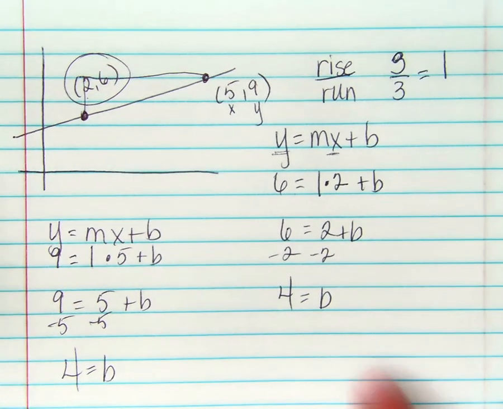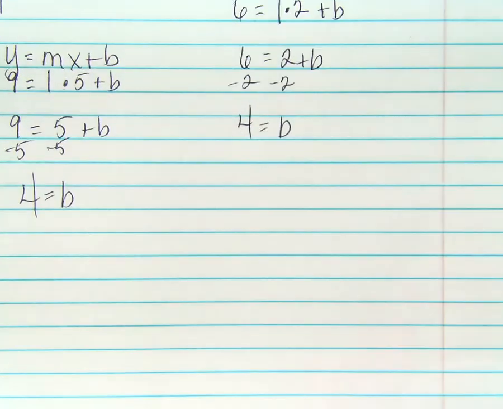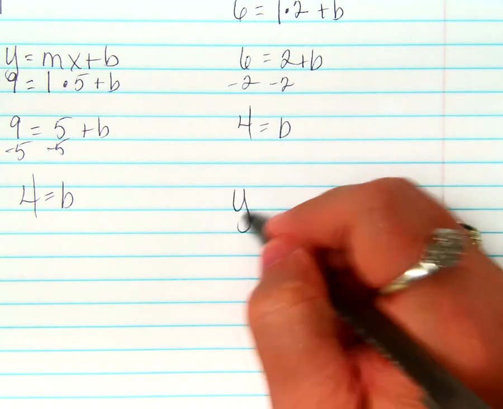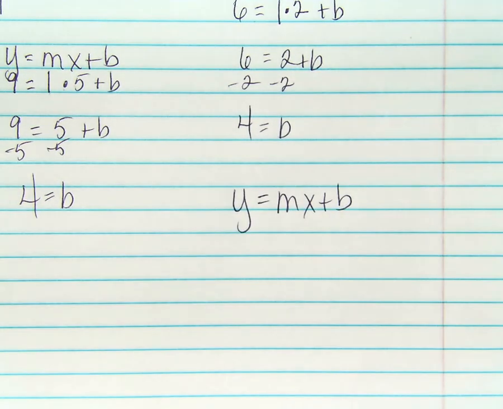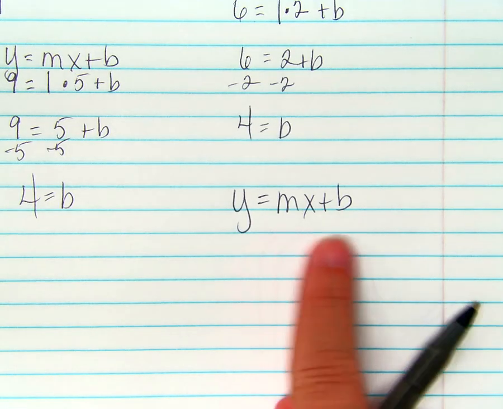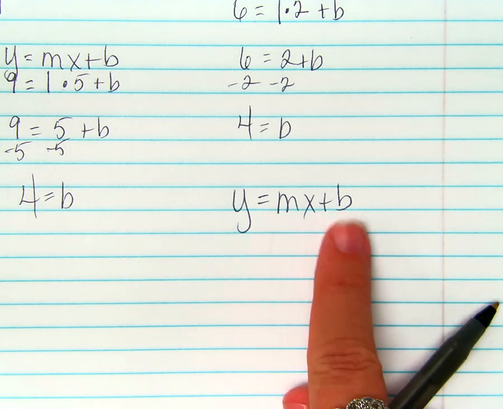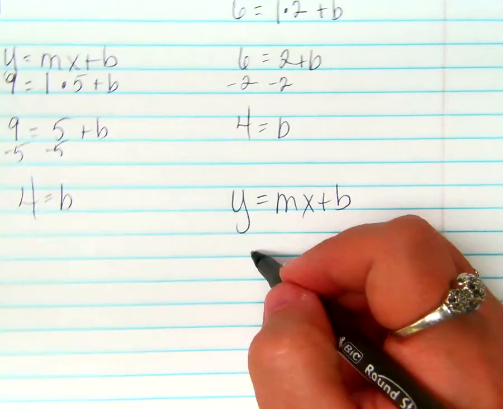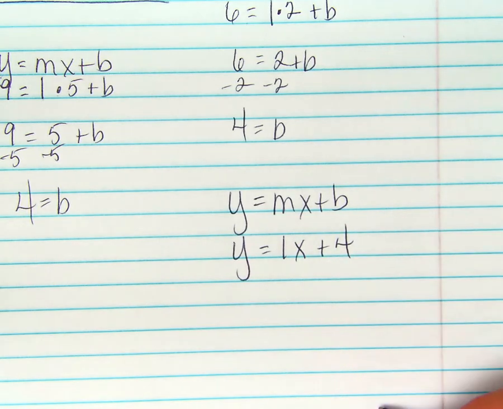Okay? So now that I know what b is, do I have enough information to write an equation? What do I need to write an equation? Y equals mx plus b is the formula that I'm using, right? What do I need to fill out this equation? Yeah, the m and the b. Do I know the m and the b? The slope and the intercept? So y equals 1x plus 4.